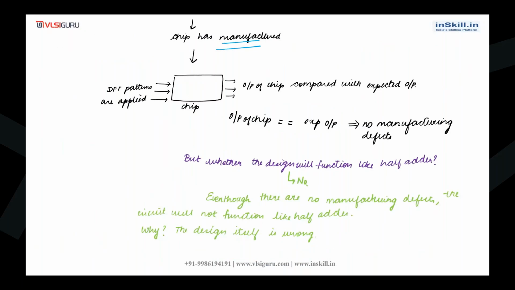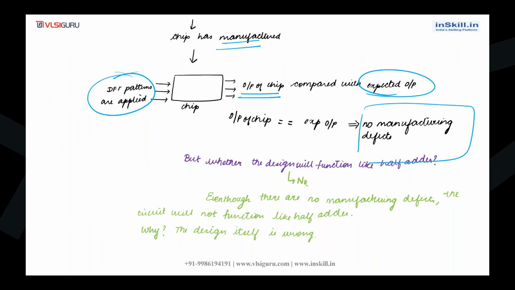And then DFT patterns are used to test the chip after manufacturing. So DFT patterns are applied and then we get the output of the chip. The output of the chip is compared with the expected output. If the output of the chip is equal to the expected output, it means that there are no manufacturing defects.